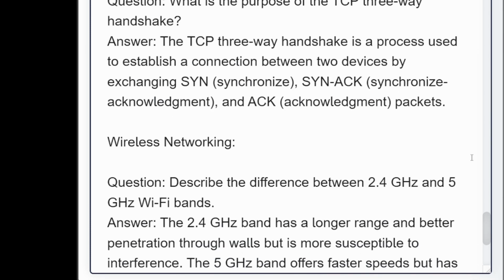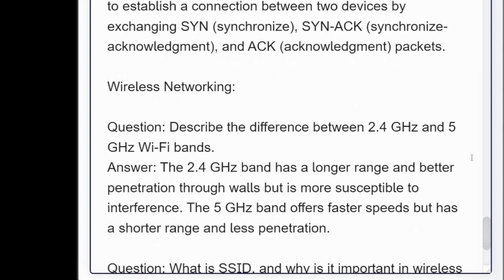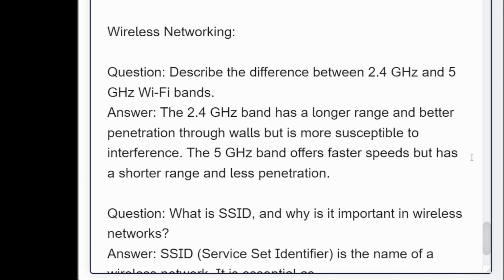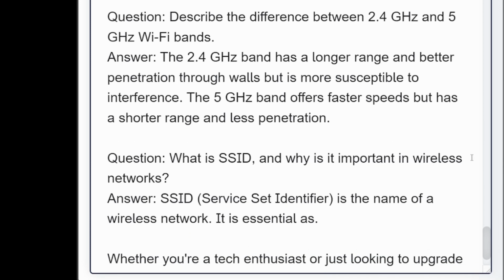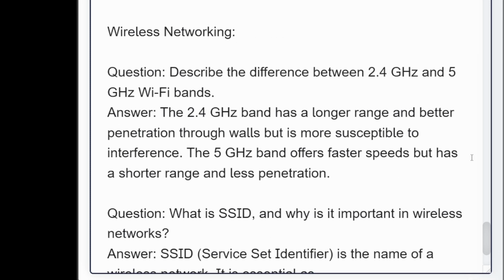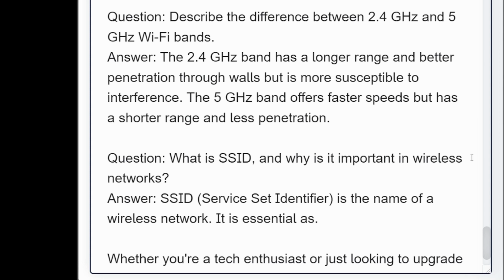Wireless networking. Question: describe the difference between 2.4 GHz and 5 GHz Wi-Fi bands. Answer: the 2.4 GHz band has a longer range and better penetration through walls, but is more susceptible to interference. The 5 GHz band offers faster speeds, but has a shorter range and less penetration.